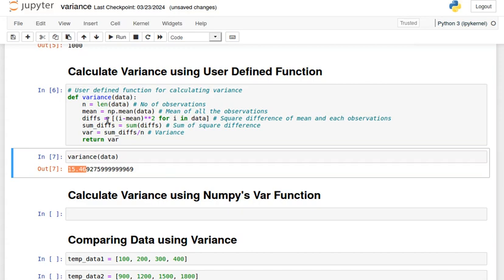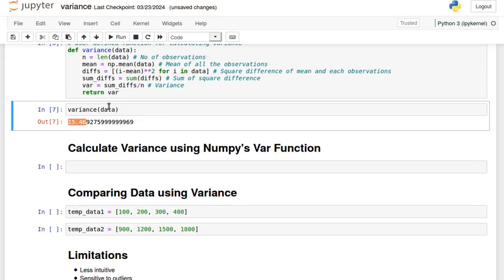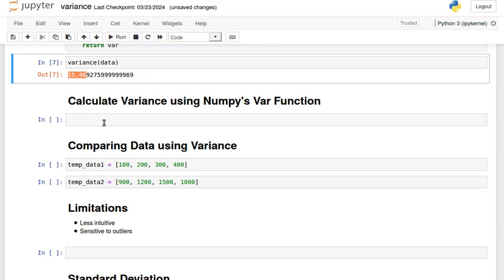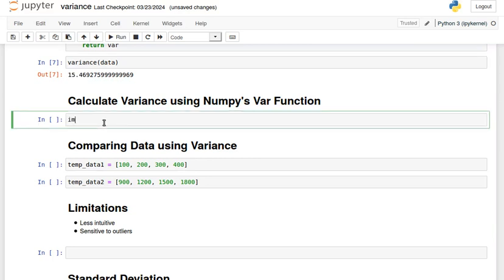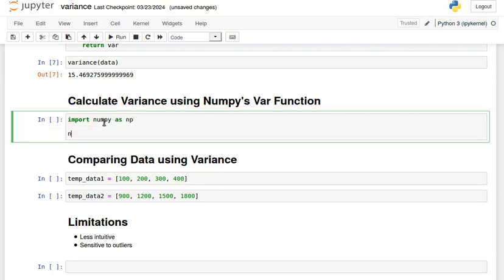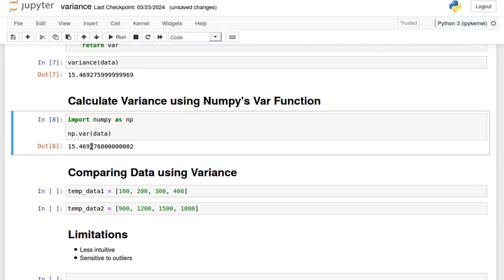So like this, we can define our own function, or we can use the existing function that is present in NumPy. For that, first we have to import NumPy, and then use the var method of NumPy. So here also this gives the same result, 15.46. So you can use any of those.